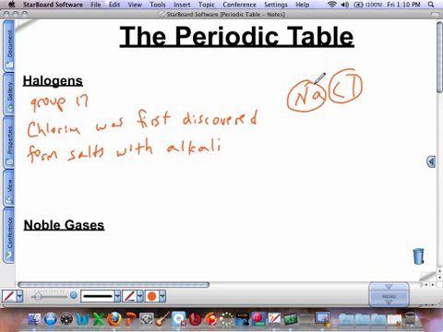So if you don't feel like paying the money for salt, don't go buy a bunch of table salt and pour that in there. It's not going to work out too well.